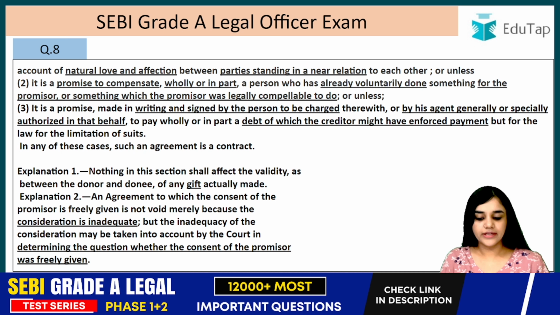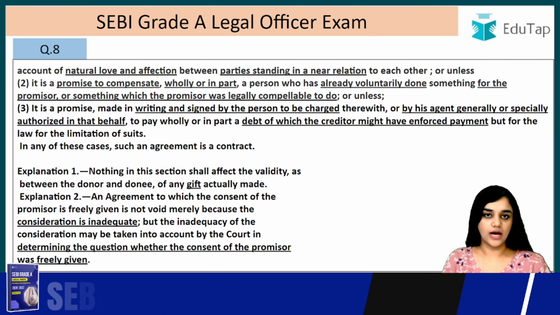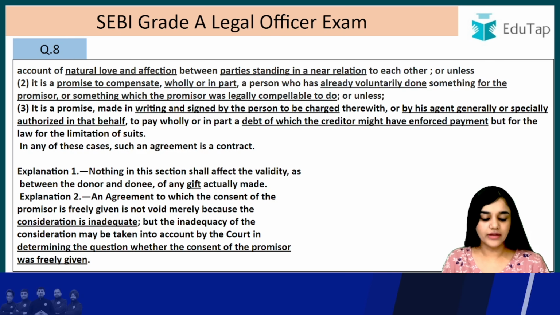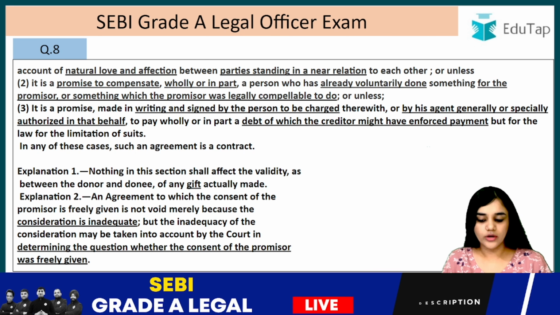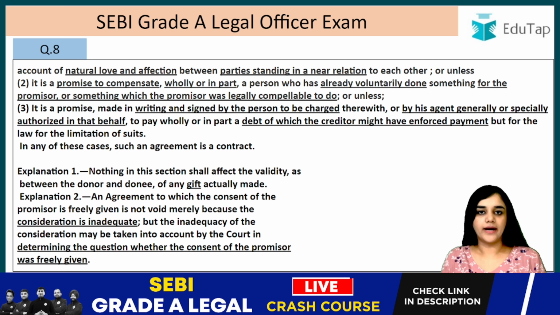Third is, if it is a promise made in writing and signed by the person to be charged or by his agent generally or specifically authorized in that behalf to pay wholly or in part a debt of which the creditor might have enforced payment, but for the law for the limitation of suits. So this relates to the time barred debt. I hope everybody knows what time barred debt is.